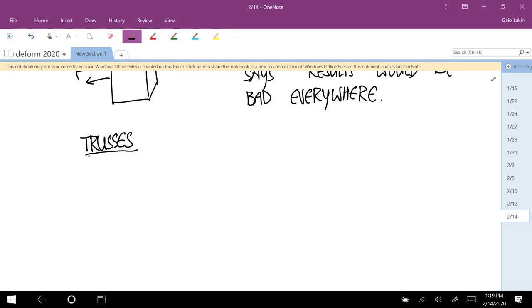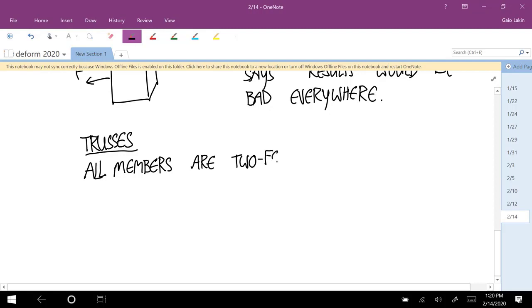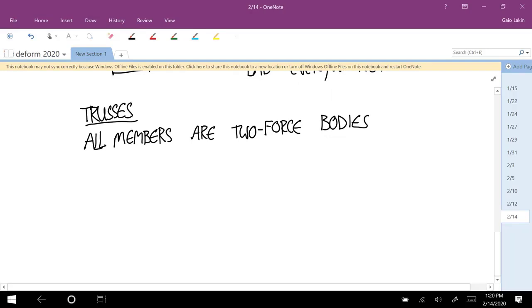Yep, that's getting at it. Yep. So the rule is all members are two force bodies. And the thing about a two force body is, so if you think about an object like this, or even let me make it a complicated shape, it doesn't matter what the shape is.